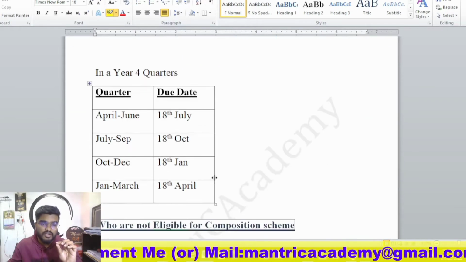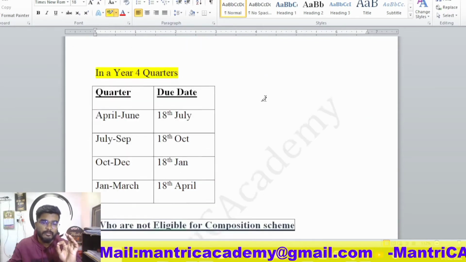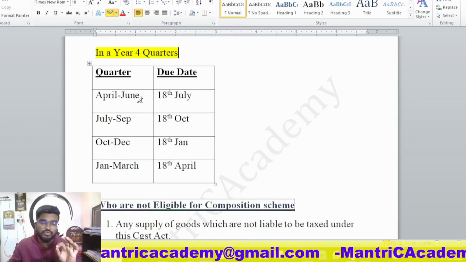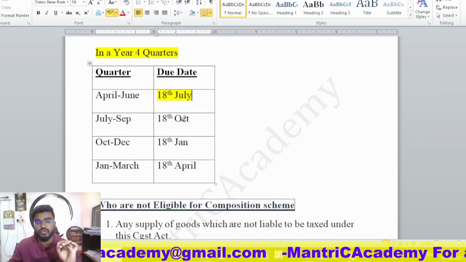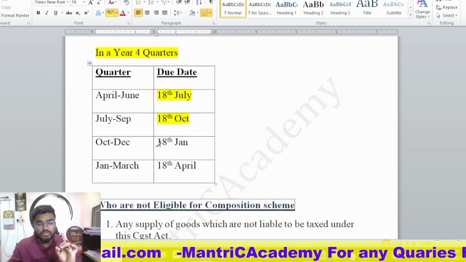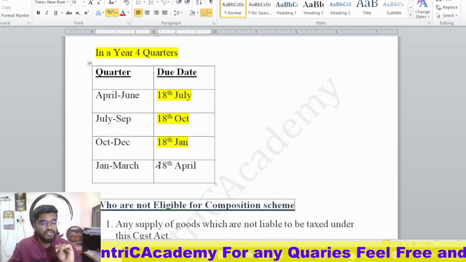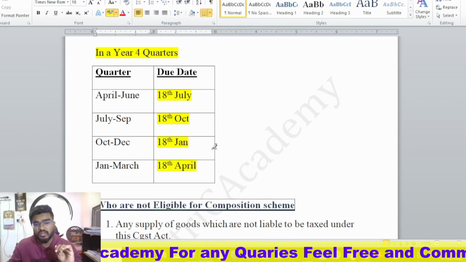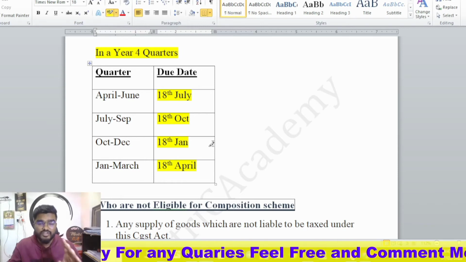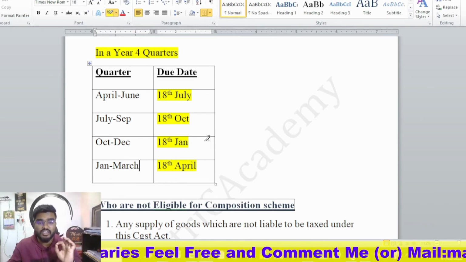For example, what are the due dates? There will be 4 quarters in a composition scheme. For the April to June quarter, the due date is 18th of July; July to September quarter, 18th of October; October, November, December quarter, 18th of January; January, February, March quarter, 18th of April. Means for every quarter, the due date will be the 18th of the next month.